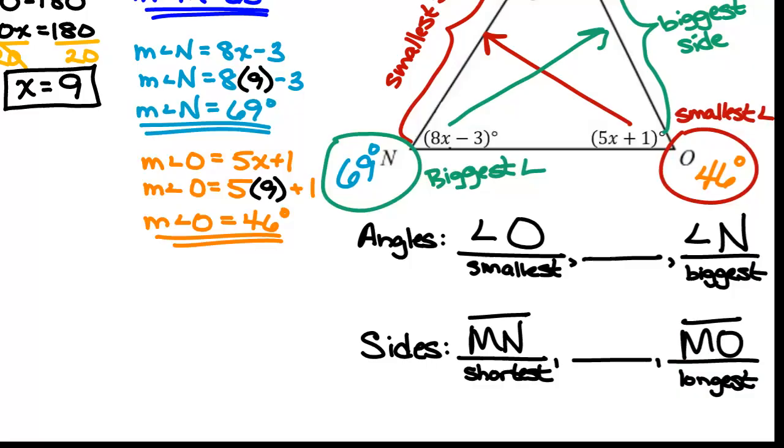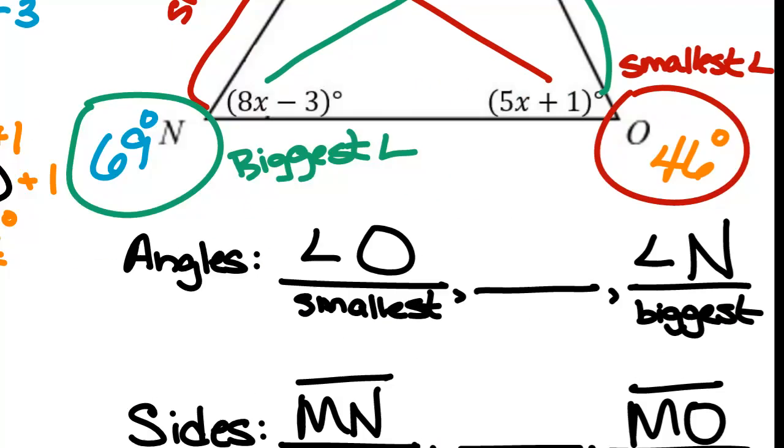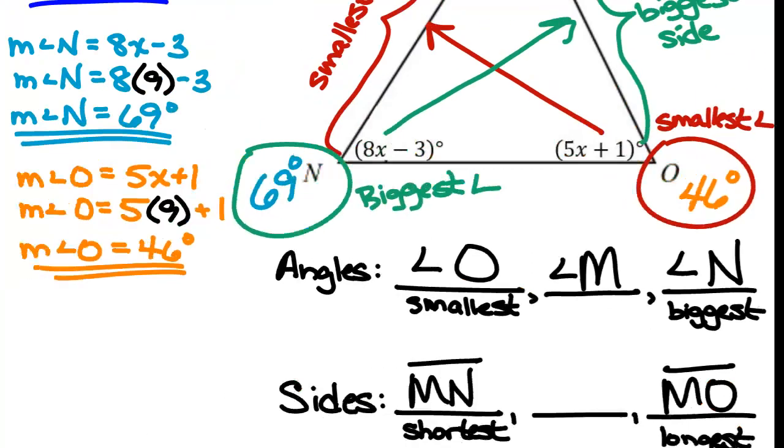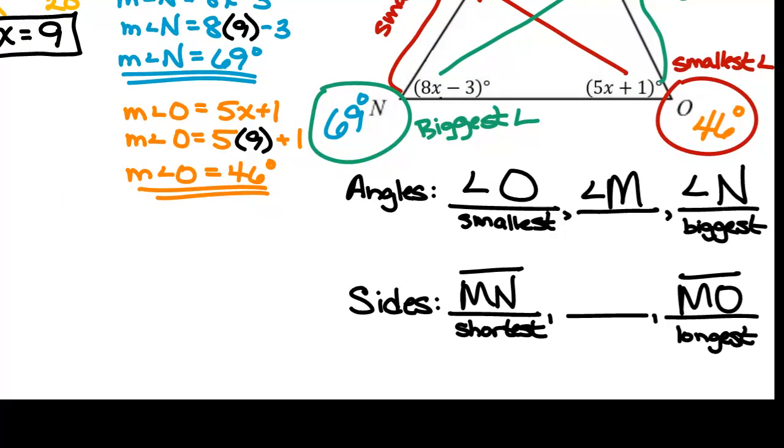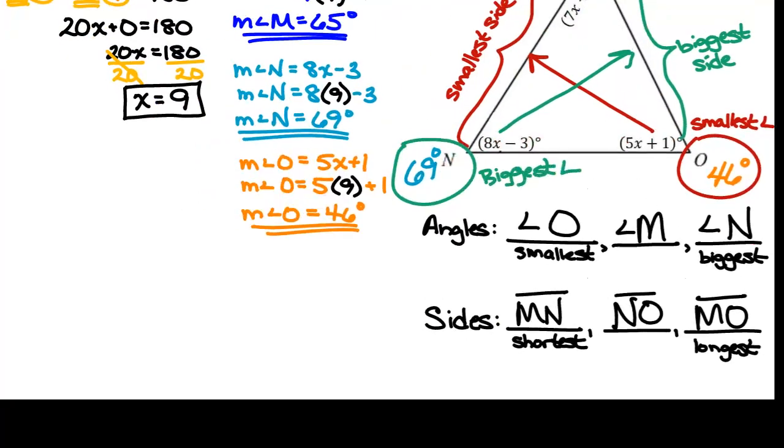All right, so if angle O is the smallest and angle N is the biggest, which angle goes in the middle? Angle M. And what about the side that goes in the middle? NO, yes. NO goes right here. All right, that is the remainder of what I was asked to do on this problem.